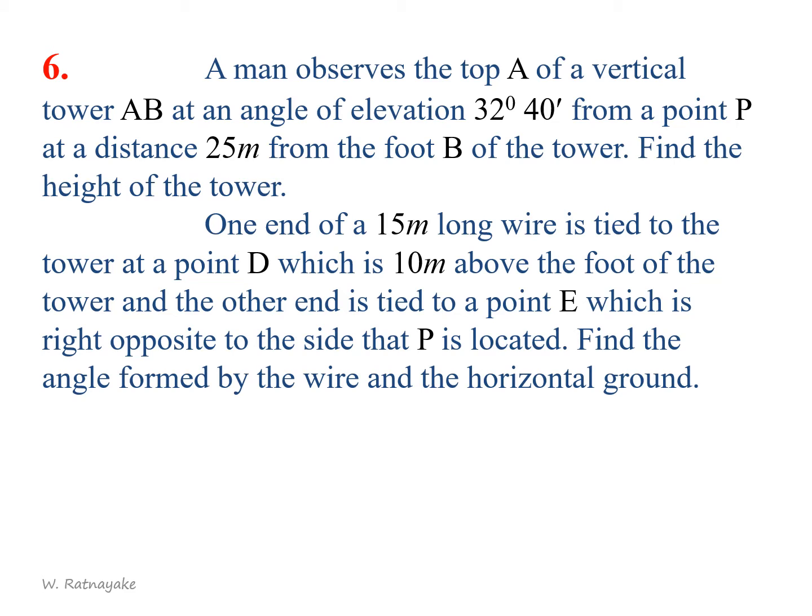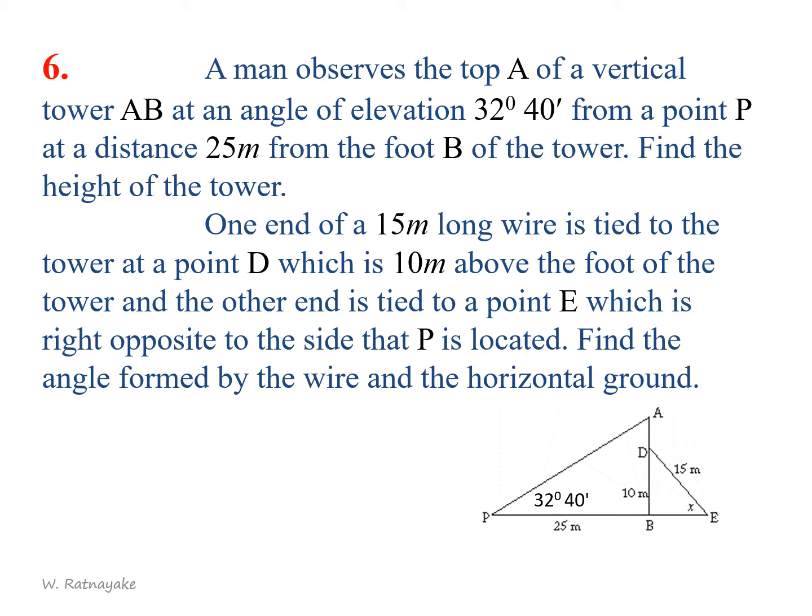So here, first of all, we have to draw a rough sketch to include this information given in the problem. So here a tower is there, it is perpendicular to the horizontal ground. From a point of observation P, when you see the top of the tower, the angle of elevation formed is 32 degrees and 40 minutes. So that is the diagram, and another part is there for the diagram.